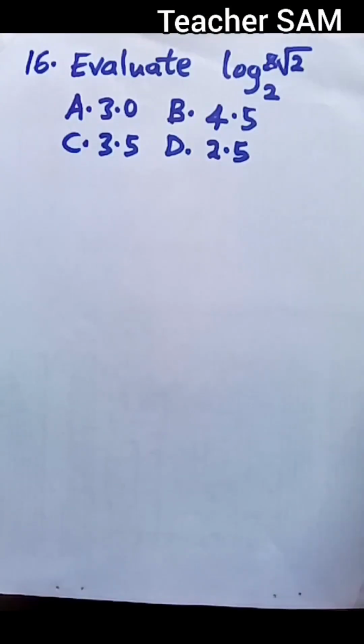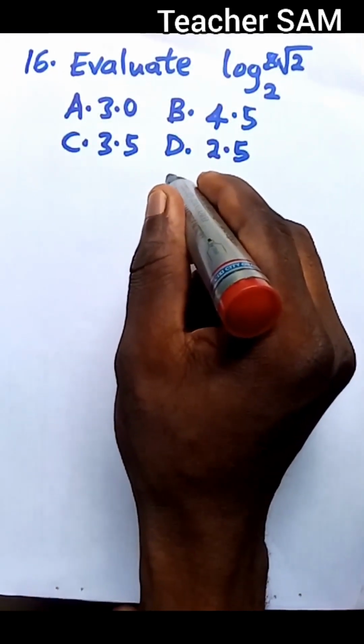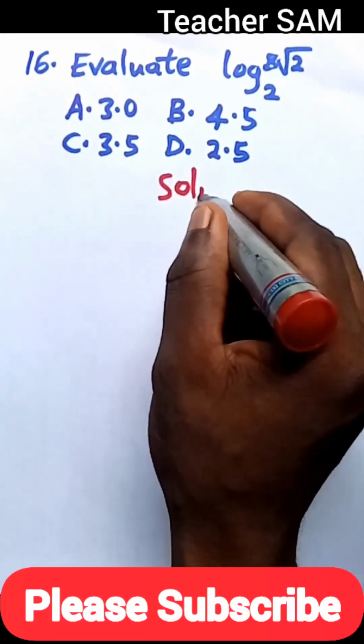Okay, we have another question. Evaluate log 8 root 2 to base 2. Options: A 3.0, B 4.5, C 3.5, and D 2.5. I will be solving this question using two approaches.